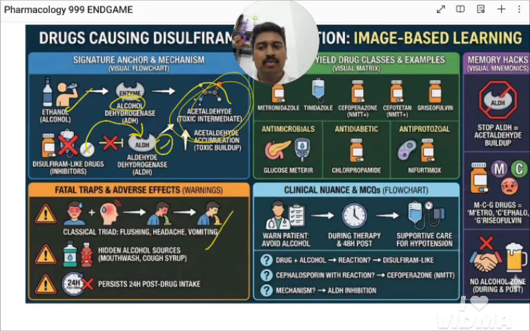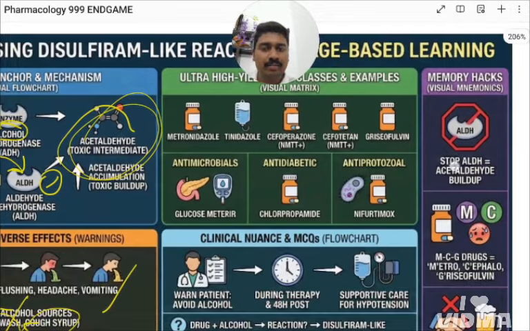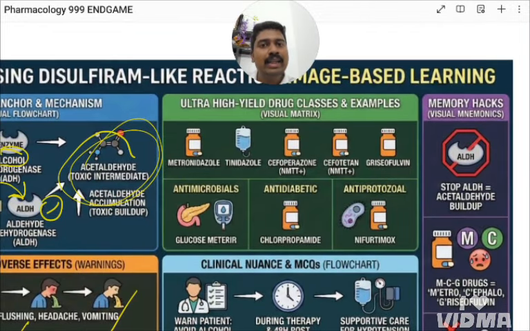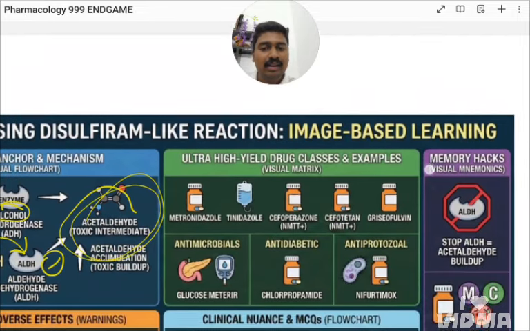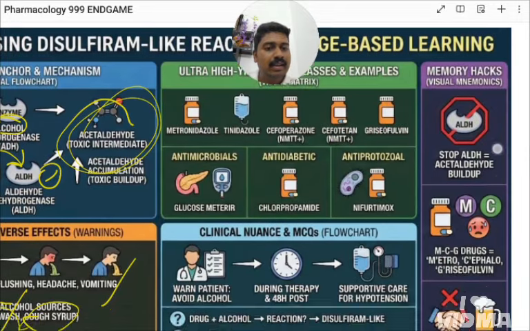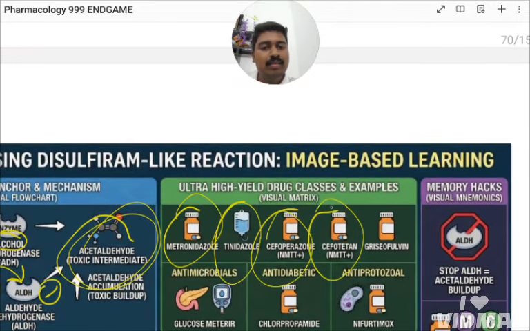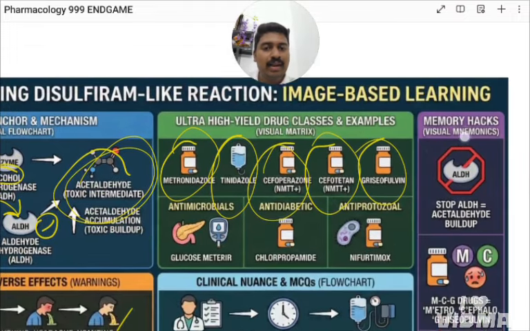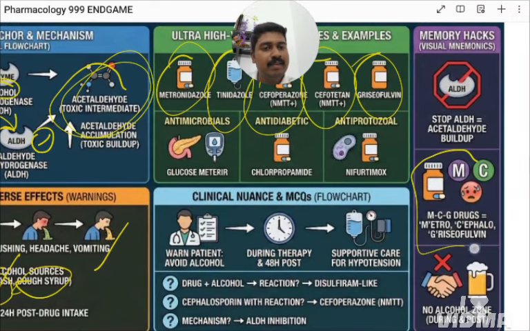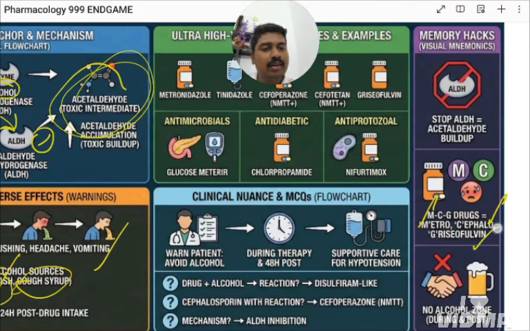There could be some hidden alcohol sources also, for example in mouthwash, cough syrup, or some alternative medicine, where alcohol is present, and along with that they take disulfiram producing drugs. These drugs are basically metronidazole, tinidazole, cefoperazone, cefotetan and griseofulvin. How do you remember this? See here, MCG. M is metronidazole, C is cephalosporins, that is cefoperazone and cefotetan, and then G is griseofulvin.